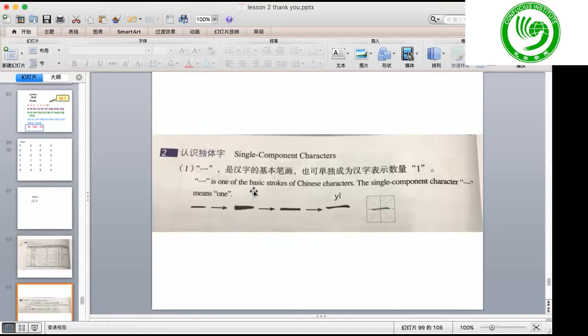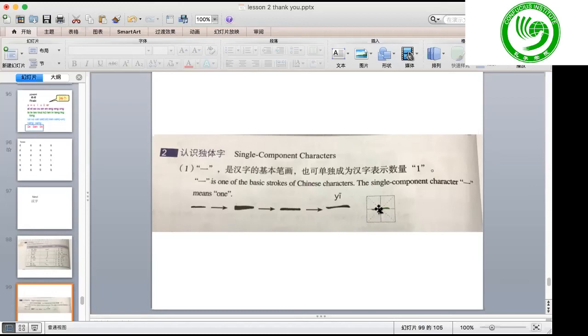So the first one I would like to introduce is the single component characters. What is the single component characters? These kind of characters, they don't have any radical. For example, the first one, we have learned this is the stroke. It is called 横, right? But it is also a character. This character just has one stroke. It is 横. When we write the characters, we have to write each one in one box, a different box.